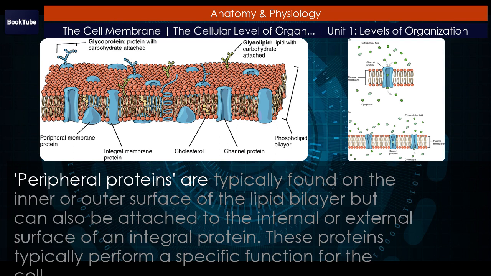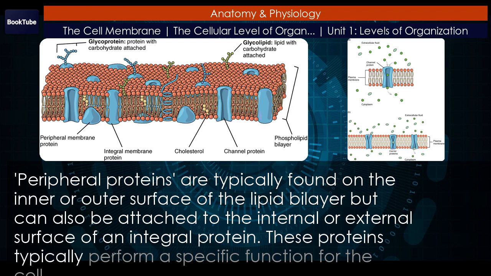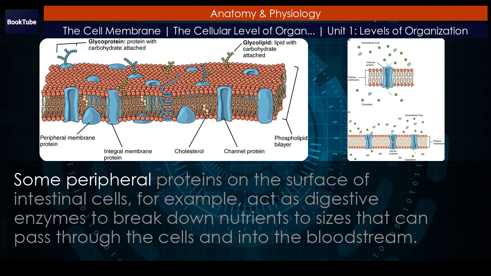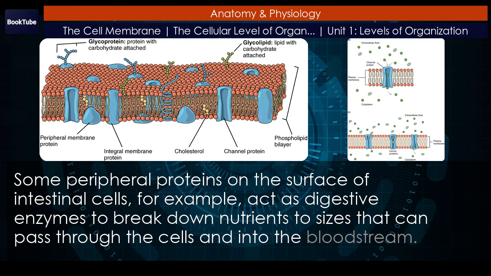Peripheral proteins are typically found on the inner or outer surface of the lipid bilayer but can also be attached to the internal or external surface of an integral protein. These proteins typically perform a specific function for the cell. Some peripheral proteins on the surface of intestinal cells, for example, act as digestive enzymes to break down nutrients to sizes that can pass through the cells and into the bloodstream.